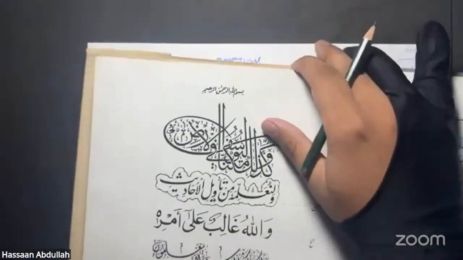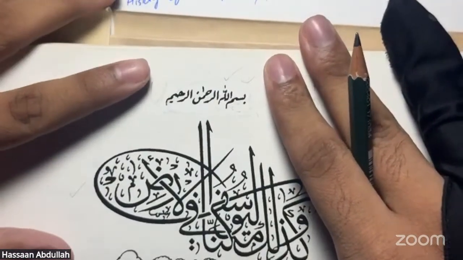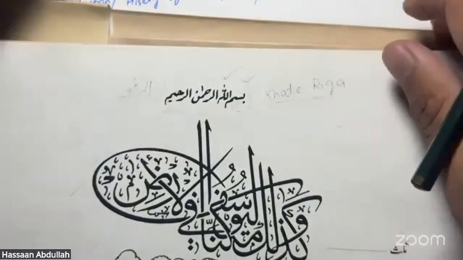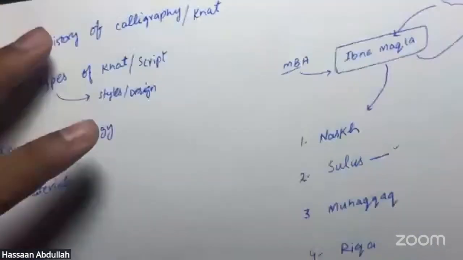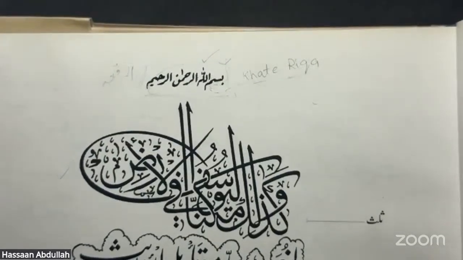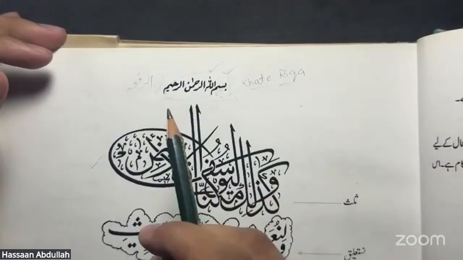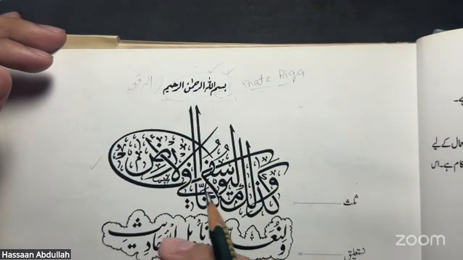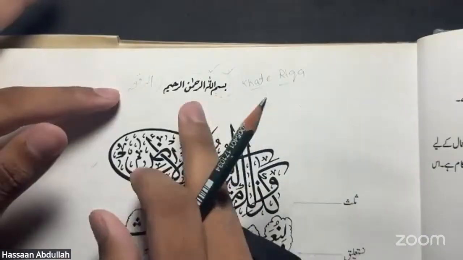If I ask about this Bismillah, can anyone tell the script of this short one? Is this Ruqa? Yes, very good. This is Khatt Ruqa or Riqa. So, like I said, Nastaliq is the national script or handwriting of the people of Pakistan. Khatt Ruqa or Riqa is basically the handwriting of all the Arab countries. All their notifications and writing are going to be written in this khat.